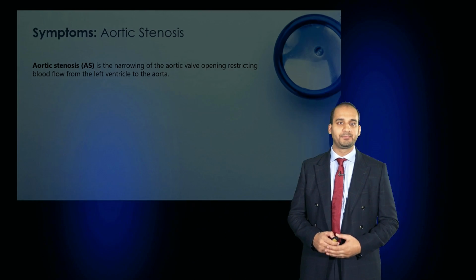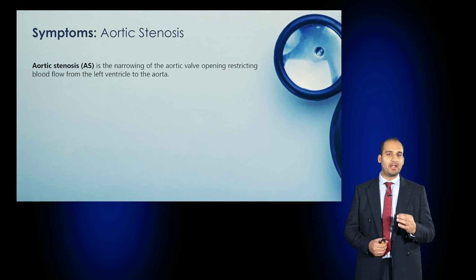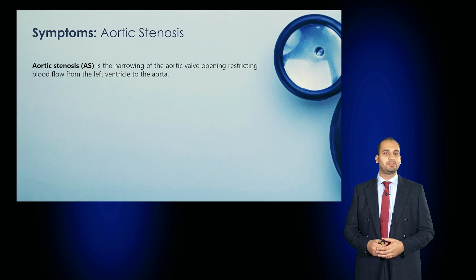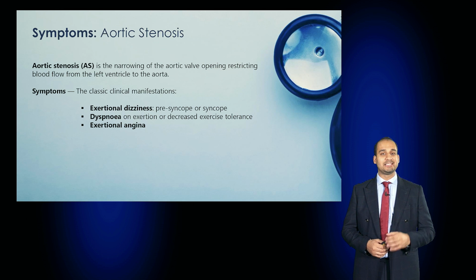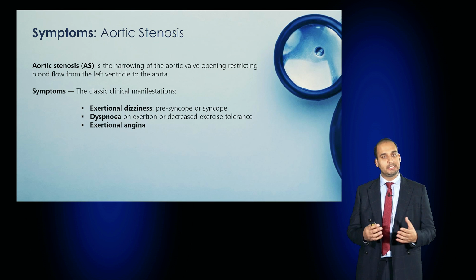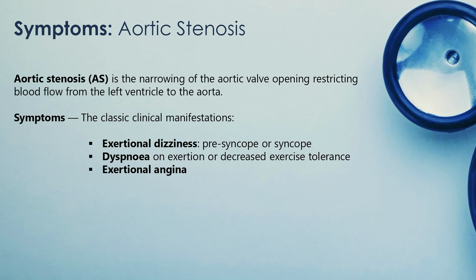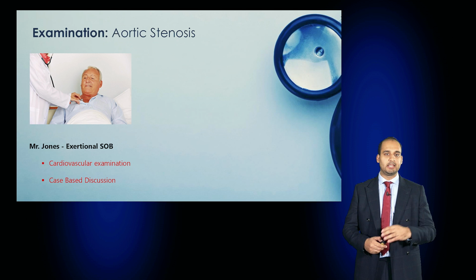Welcome to this medicine masterclass in which we will be discussing a case of aortic stenosis. Aortic stenosis is a narrowing of the aortic valve, restricting blood flow from the left ventricle through into the aorta. The symptoms classically manifest as exertional dizziness, pre-syncope or syncope, dyspnea on exertion with a decreased exercise tolerance, as well as exertional angina. So let's take a case.